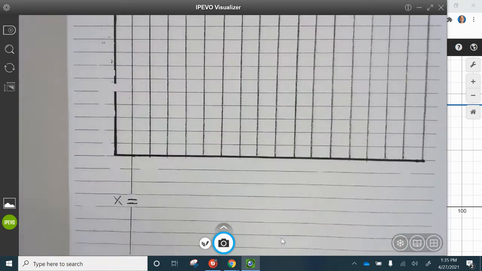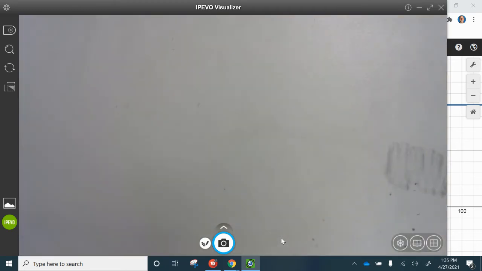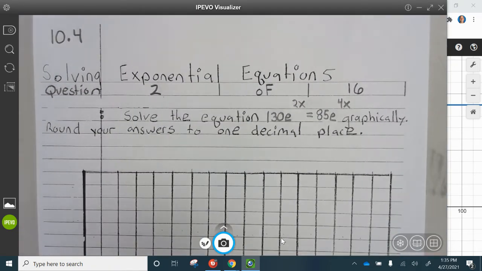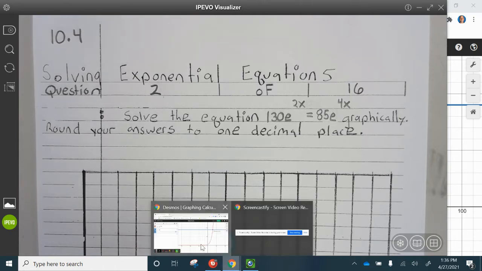All right, let's take a look at question number 2. Solve the equation 130e to the 2x equals 85e to the 4x graphically. Round your answer to one decimal place. Again, we're going to come to Desmos.